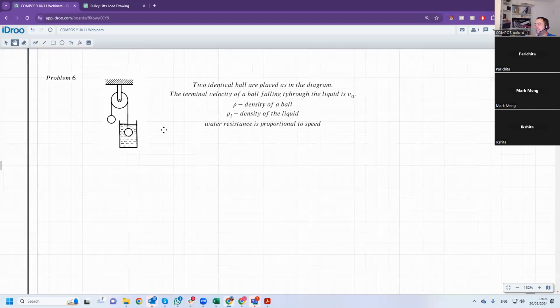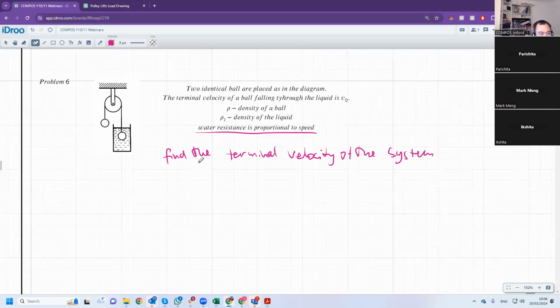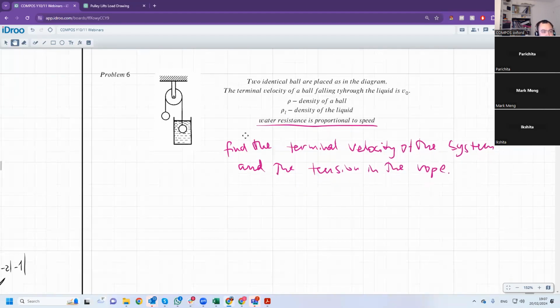So this problem is a combination of the first topic, which was hydrostatics, and Newton's second law. 2 identical balls are placed as in the diagram. The terminal velocity of a ball falling through the liquid is V0. Water resistance is proportional to speed. Find the acceleration, find the terminal velocity of the system, and the tension shown in the rope. Okay. Interesting.